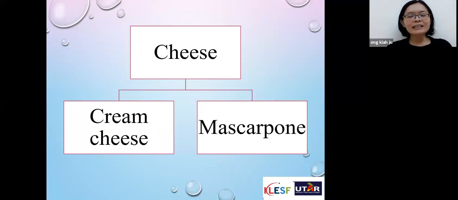After we discuss the introduction and also the principle of cheese making, now let's move on to cheese. Today we are going to prepare two types of cheese. Both of them are fresh cheese or young cheese. You only need a very short time to prepare this kind of cheese, and you can consume it right after you produce it. The cheeses that we are going to produce today are cream cheese and also mascarpone.